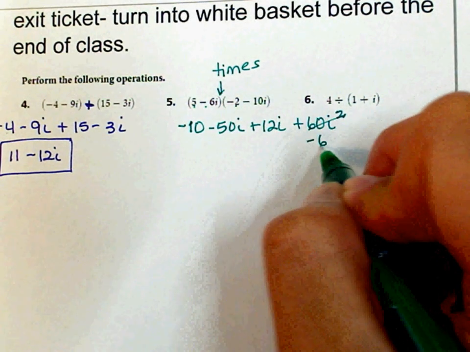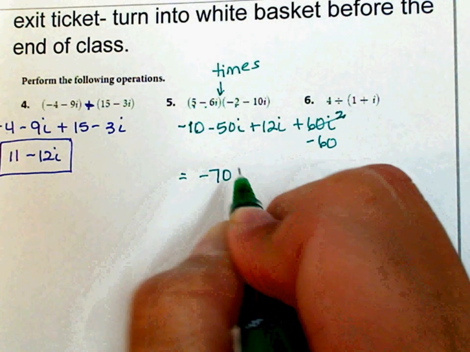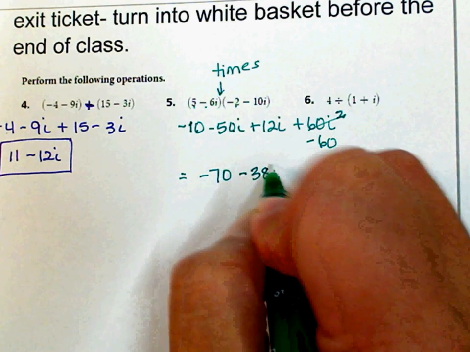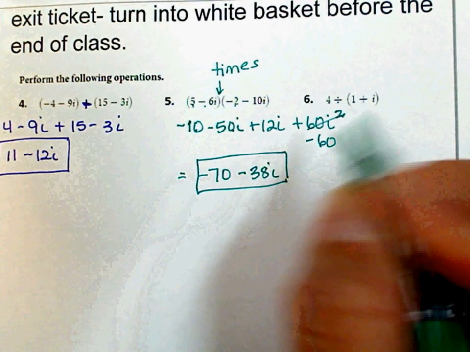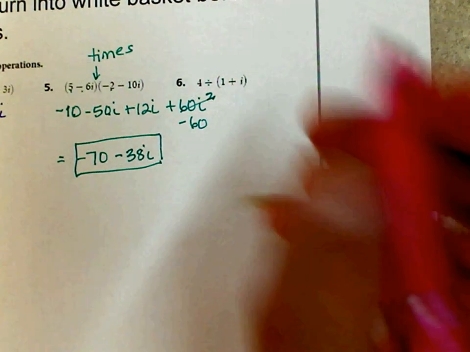So negative 10 minus 60 is negative 70. Negative 50 plus 12 is minus 38i. Write them as complex numbers, please. Okay. Let's look at number 6. And I'm going to do number 6 down here because I don't have room.